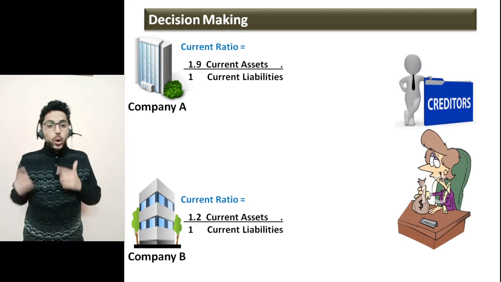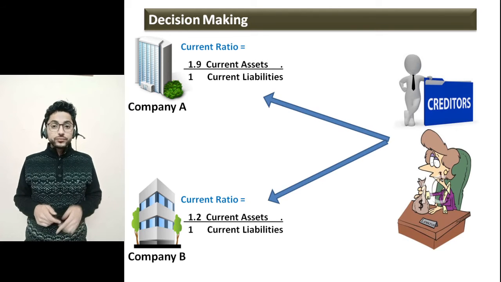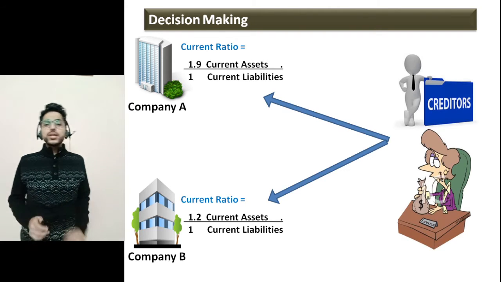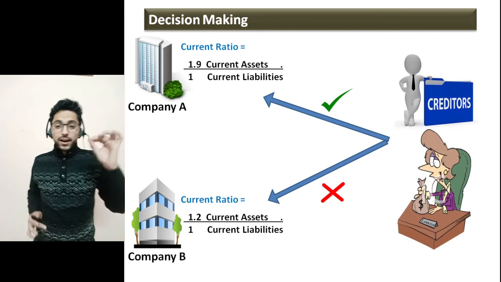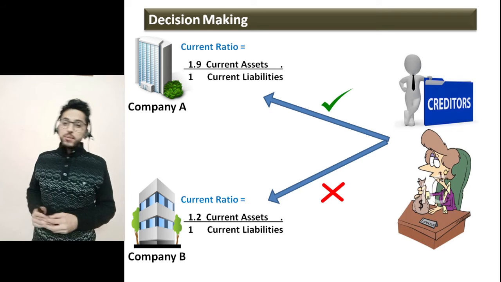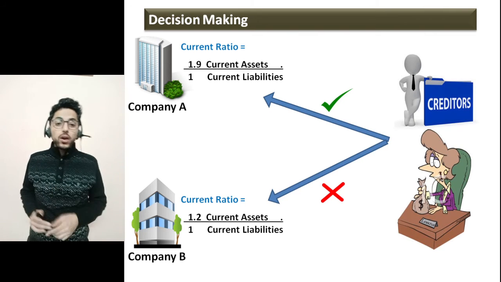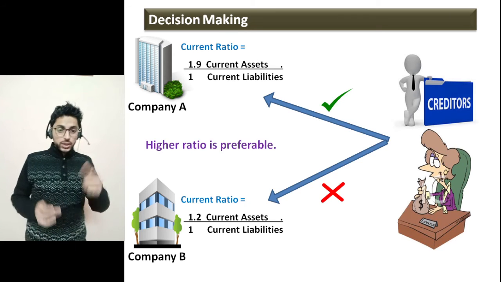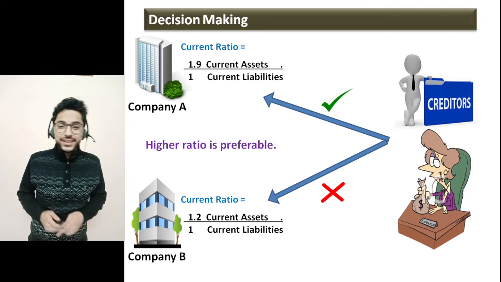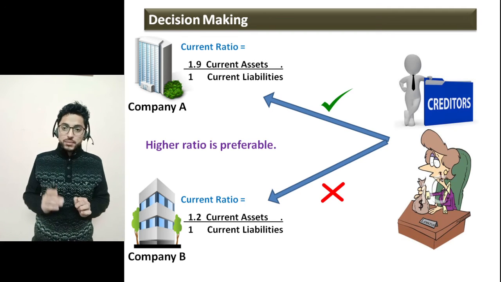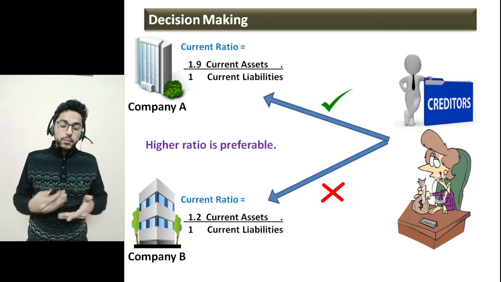Now tell me, which company should they go for their credit or their loan? Obviously the answer is company A. Why? Because company A has more current assets to repay their current liabilities, their loan, their credit. That's why they should go for company A, because company A has a higher ratio in comparison to company B. That's how decision making is done. That's how this current ratio helps in making decisions.